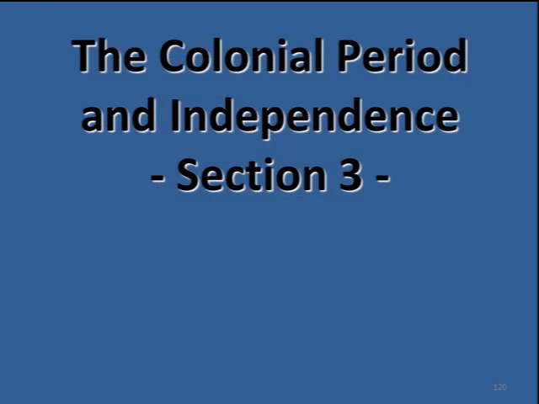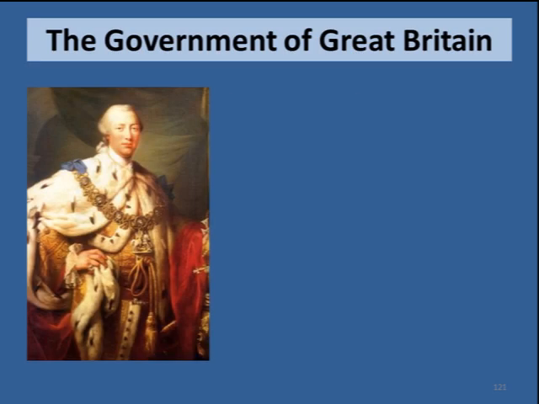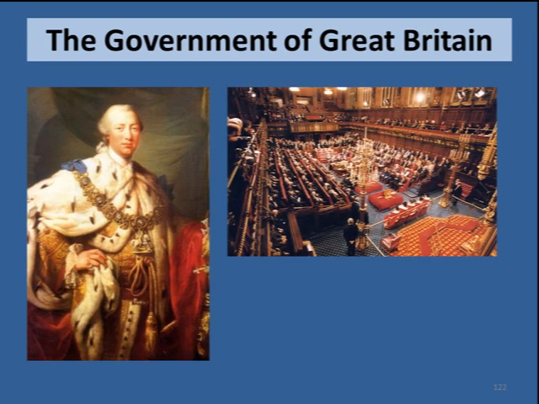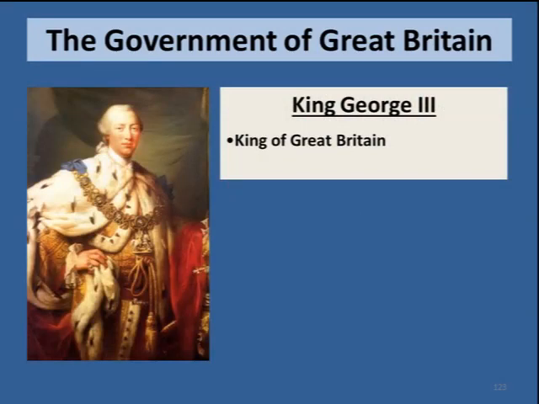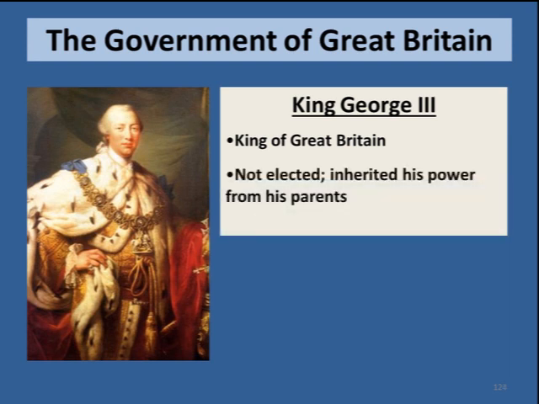Section 3. The Colonial Period and Independence. We will now begin the 3rd section of Lesson 1. During the colonial period, Great Britain was ruled by a king and a parliament. The king, King George III, was the country's ruler. He was not elected. Instead, he inherited his power from his parents.